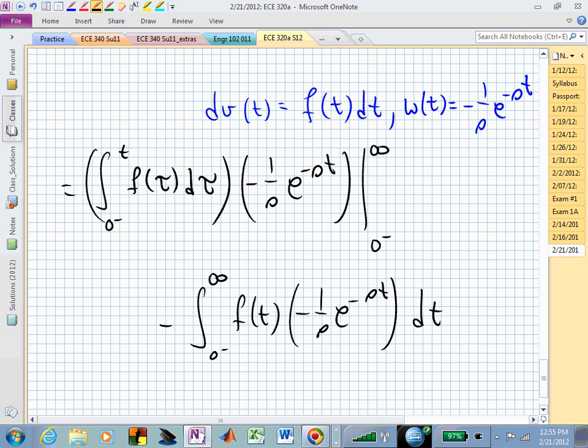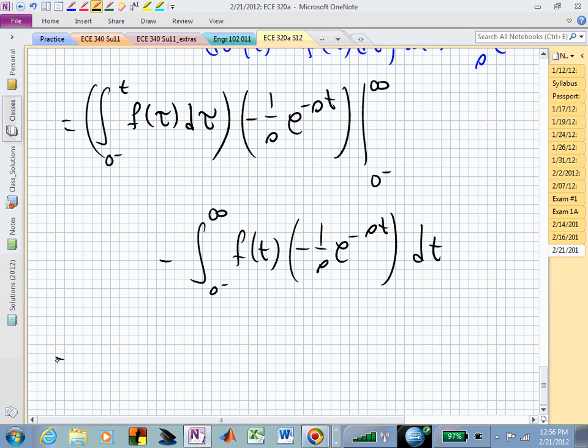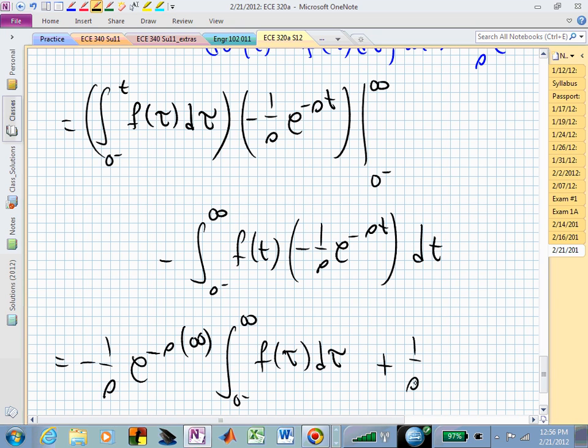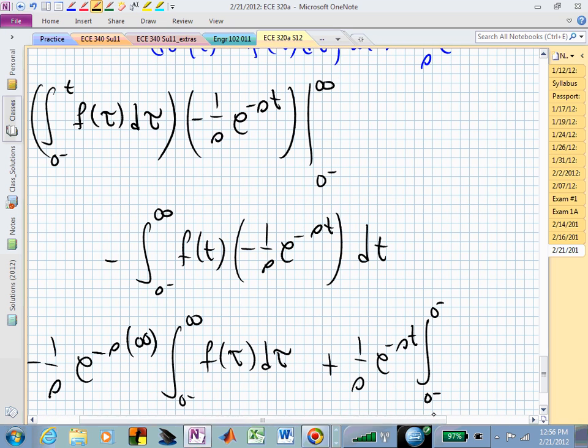And that rightmost term is looking somewhat nice. Now I see that I have an f of t e to the minus st floating around, or will. I need to evaluate the left-hand term at the two limits. I have minus 1 over s, e to the minus s infinity, integral from 0 minus to infinity of f of tau d tau, minus a minus sign, so plus 1 over s, e to the minus st, integral from 0 minus to 0 minus of f of tau d tau. That's the first term evaluated at the upper and lower limits of integration.